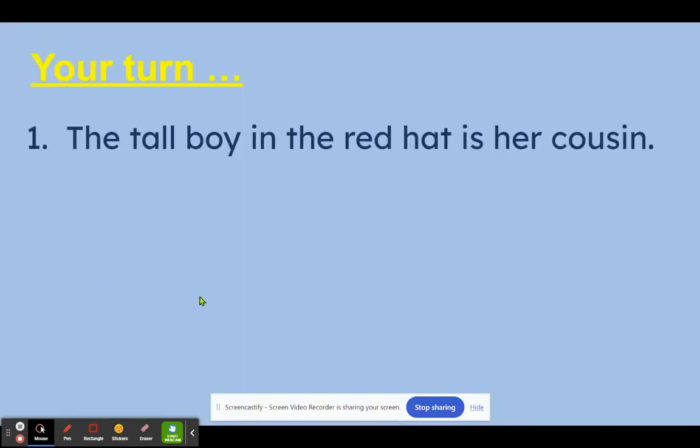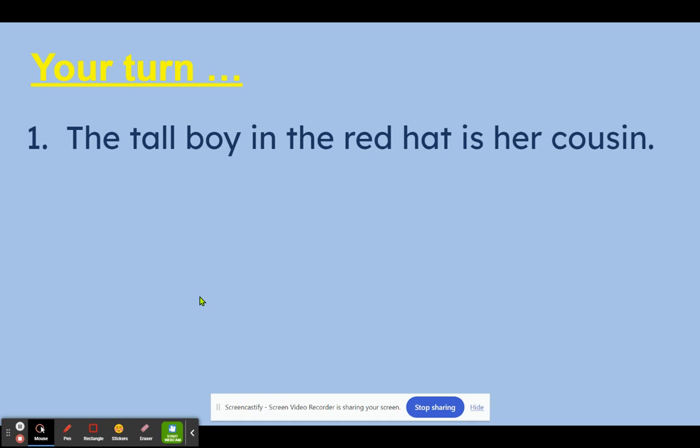All right. So now it's your turn. Grab a sheet of paper, pause the video, and attempt to figure these sentences out. Tell me if they are linking verbs. Tell me if it's a subject complement. Tell me whether it's a predicate adjective or a predicate noun.